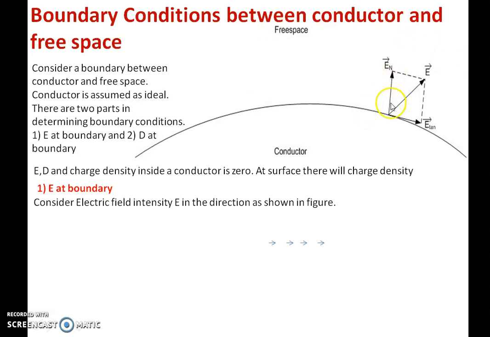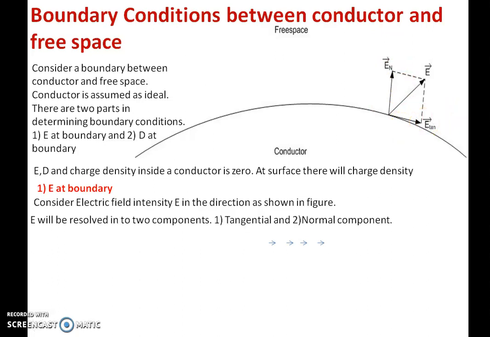So if I split into tangential and normal components, it will be like this. This will be tangent to this curve, and this is normal to this surface at this point. It is normal to this surface at this point. So this is the normal component and the tangential component.